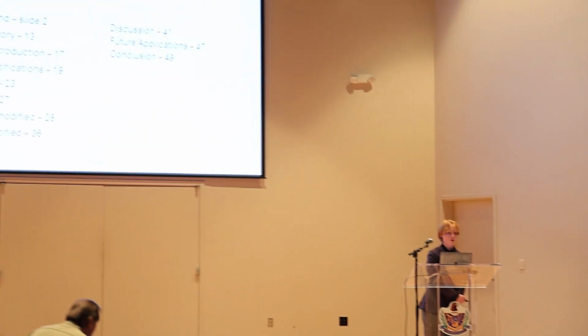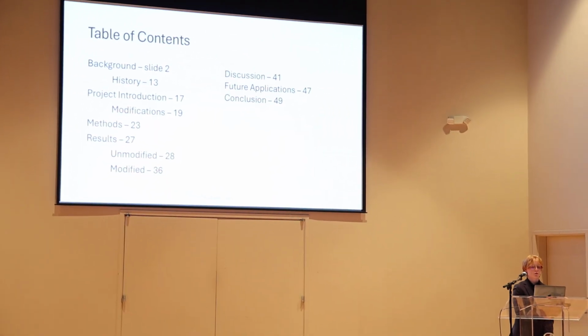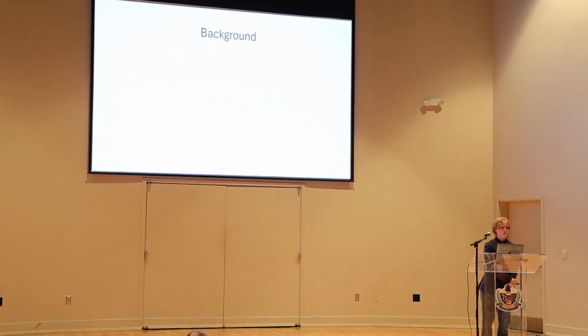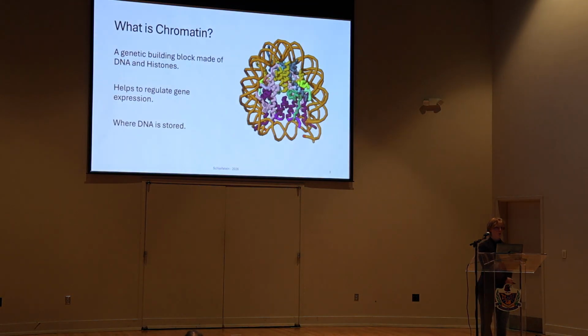First, we have the table of contents, which just shows when the next section is coming up. We're not going to do the whole thing, and we're going to start off with the background. So, what is chromatin? Chromatin is a genetic building block made up of DNA and histones. It helps to regulate gene expression and is how DNA is stored.